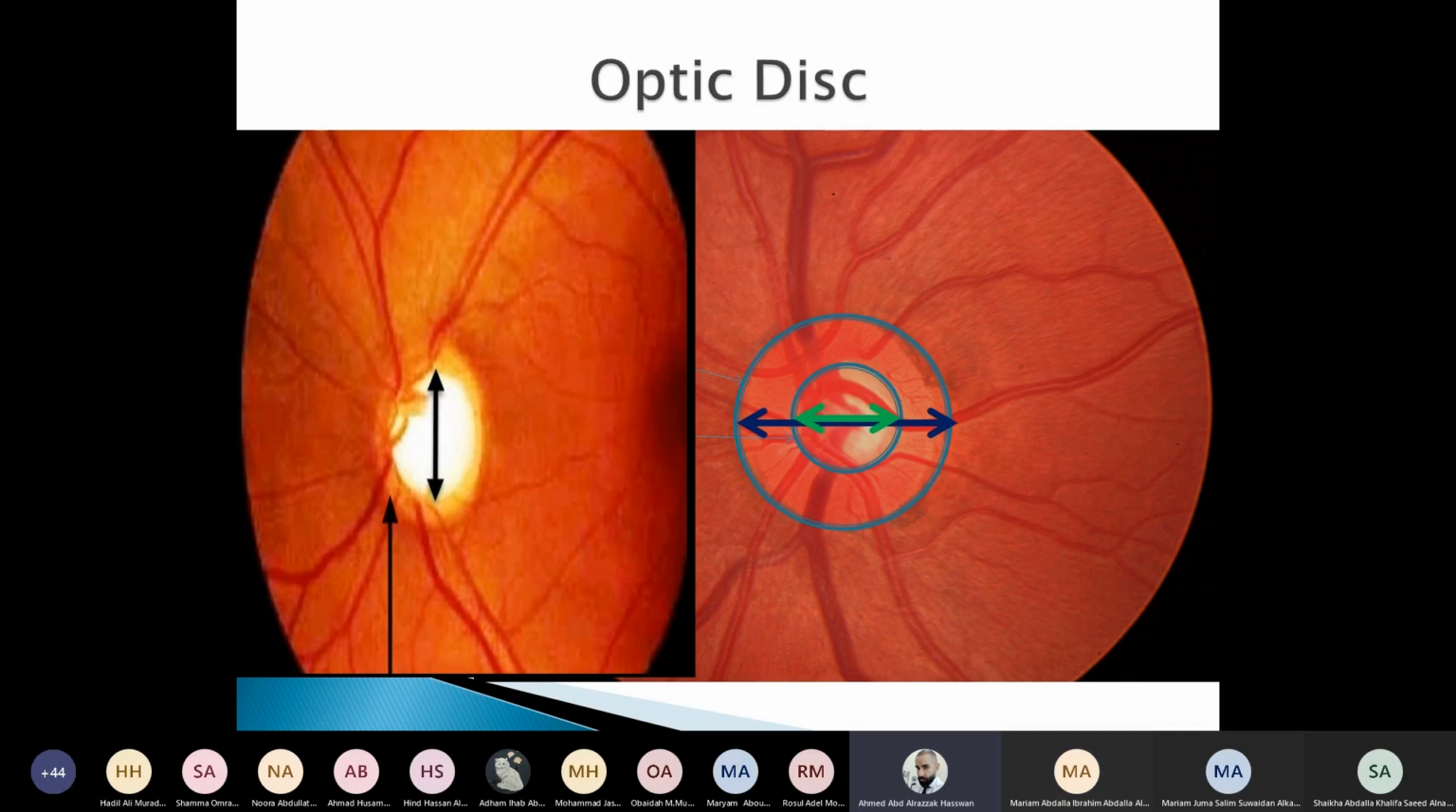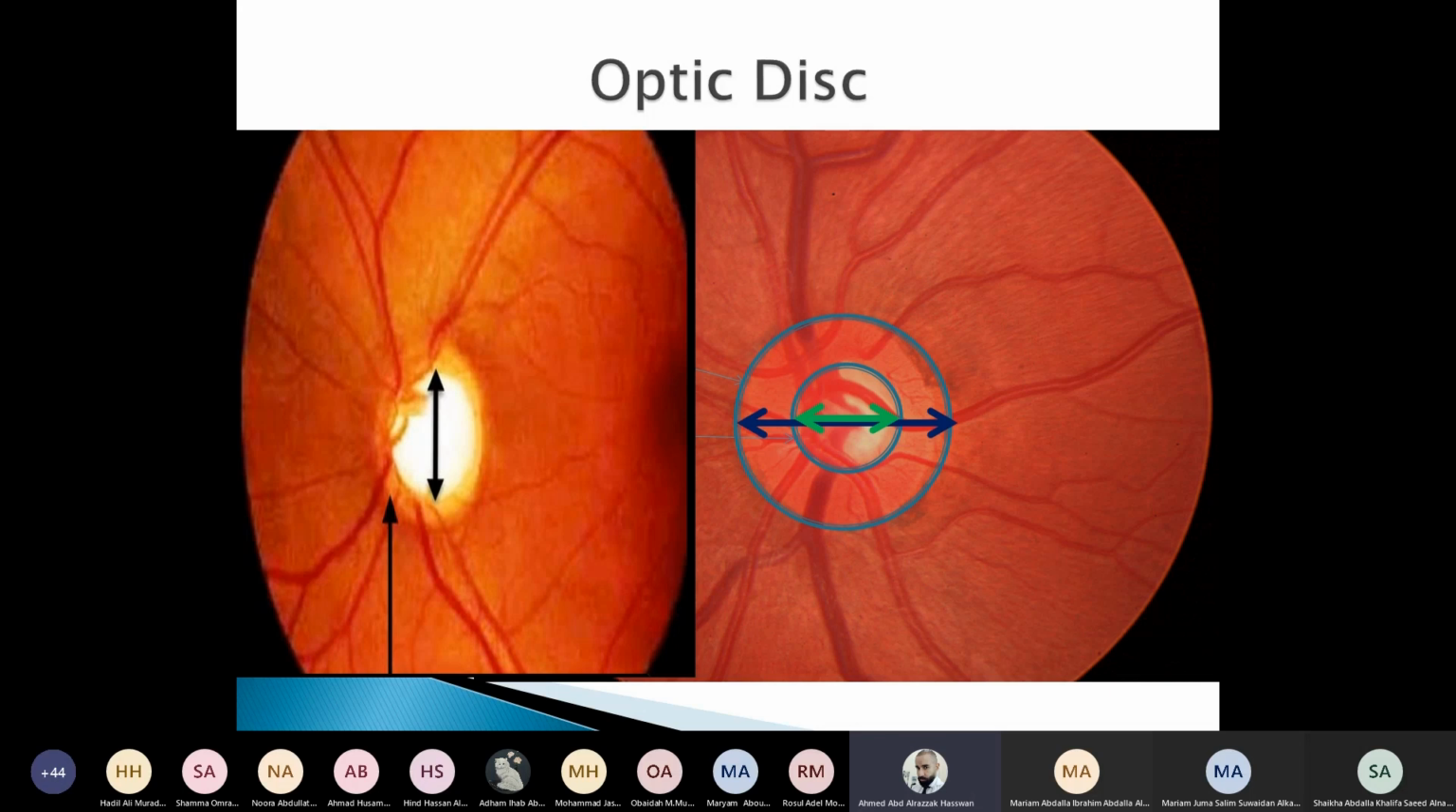Now, between the central cup and the margins of the disc, can you see this rim? This area is actually the fibers of the optic nerve. So if I remove this, you see these are the fibers of the optic nerve. They converge from the retina, then all of them meet at the optic disc, forming the optic nerve. So the optic nerve is simply the nerve endings of the retinal body cells.